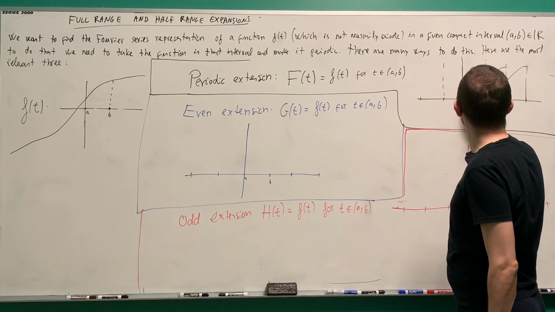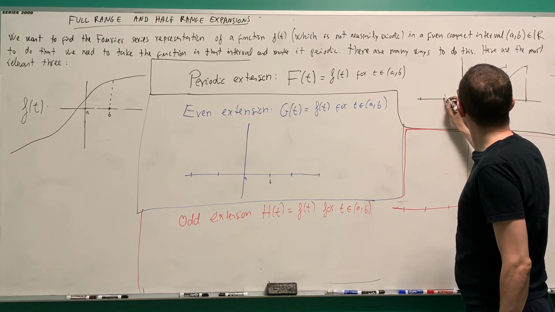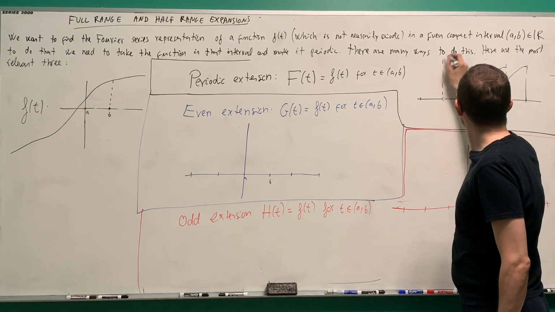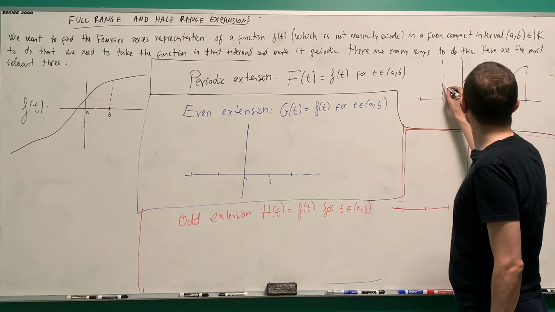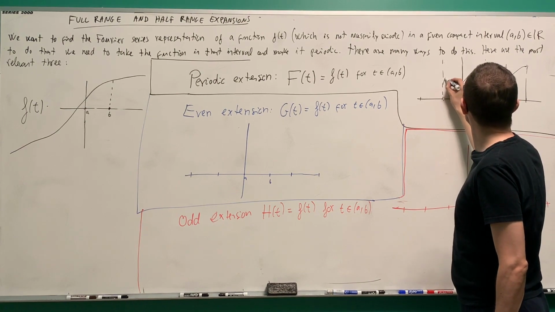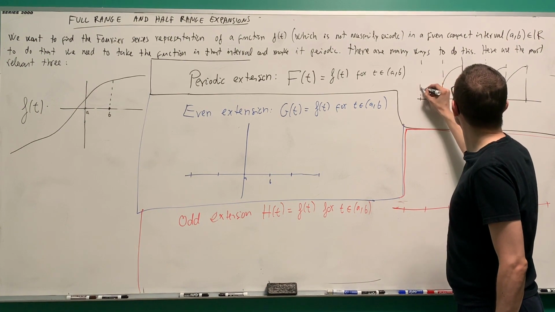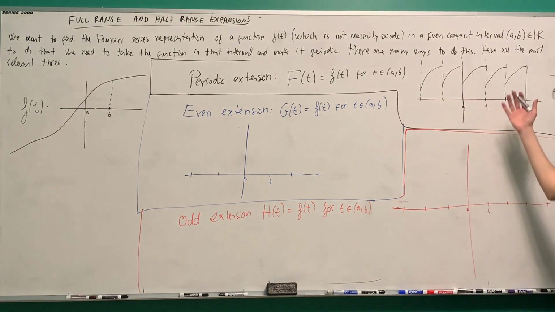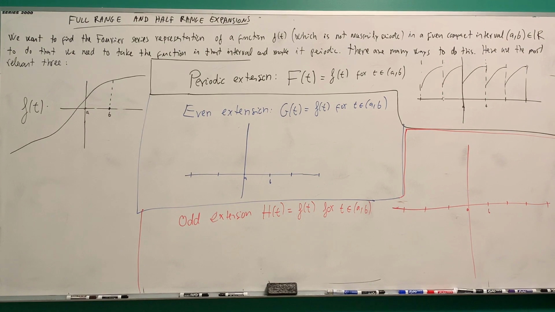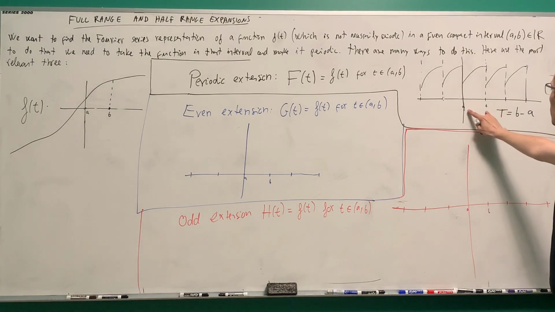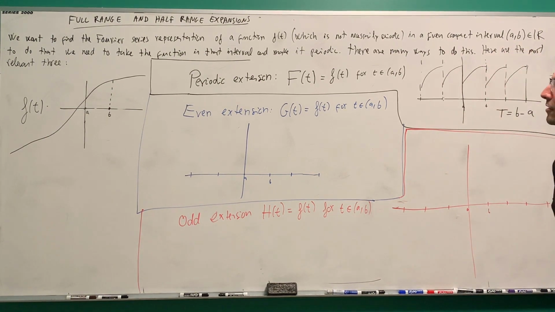Take many copies of this and extend them periodically on both sides of the interval, like here and there, and then here, and there. So you see, this is the periodic extension of the function. Now you can tell that the period is b minus a. So the period of the function is the same length as the interval for the periodic extension.